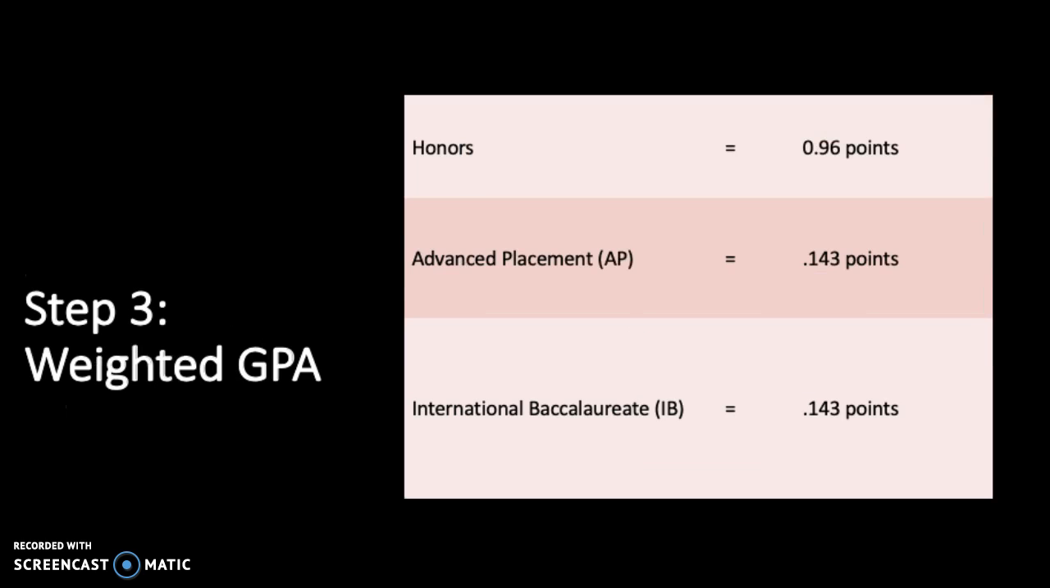Step number 3. Some courses are weighted, which means they are worth more points. To calculate the GPA of weighted courses, use the scale above to multiply the number of courses taken by these points, and then divide by the total numbers of semesters taken. Add this number to your current GPA.